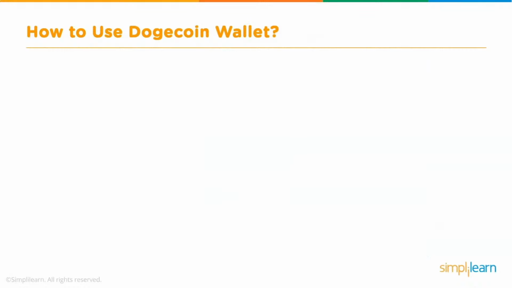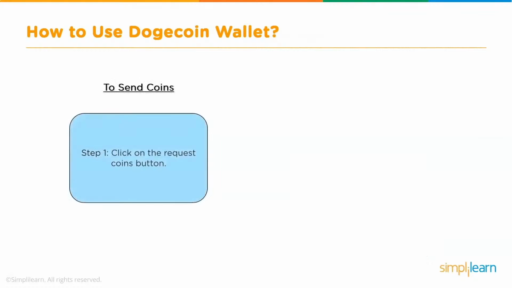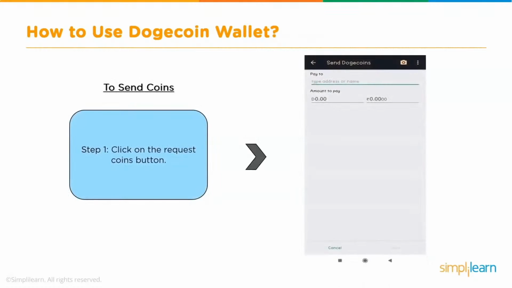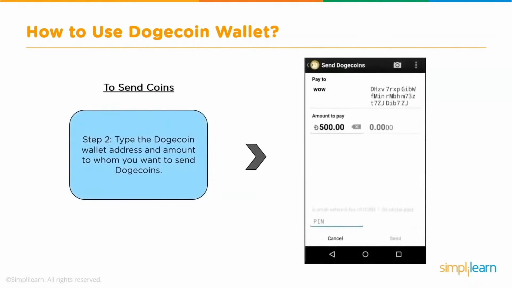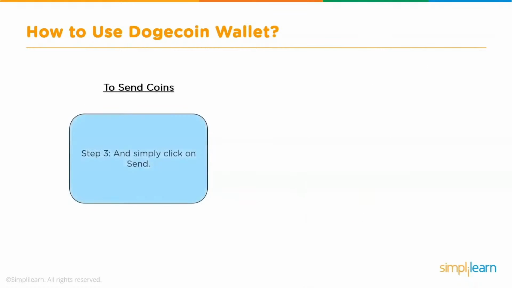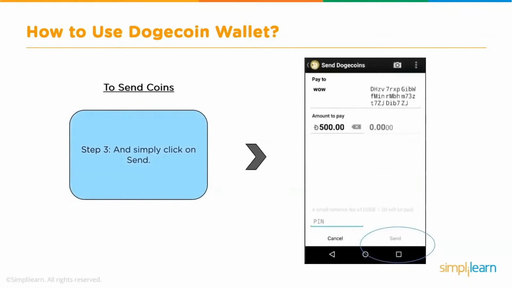Now to send coins, first type the Dogecoin wallet address to whom you want to send Dogecoins. Enter the required amount you wish to send to that user. And third, click on Send. And there you go. Now you can use your Dogecoin wallet whenever and wherever you want.